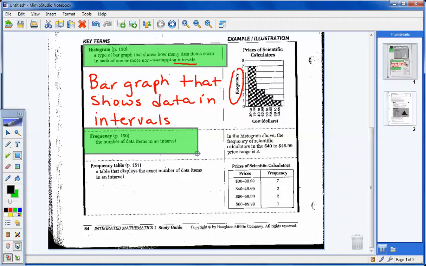Okay. All right. And then finally, a frequency table of all this information right here. It's just a table that tells you, it counts it out, how many are there. So according to this frequency table, how many calculators were in the $30 range? What's it say right there?